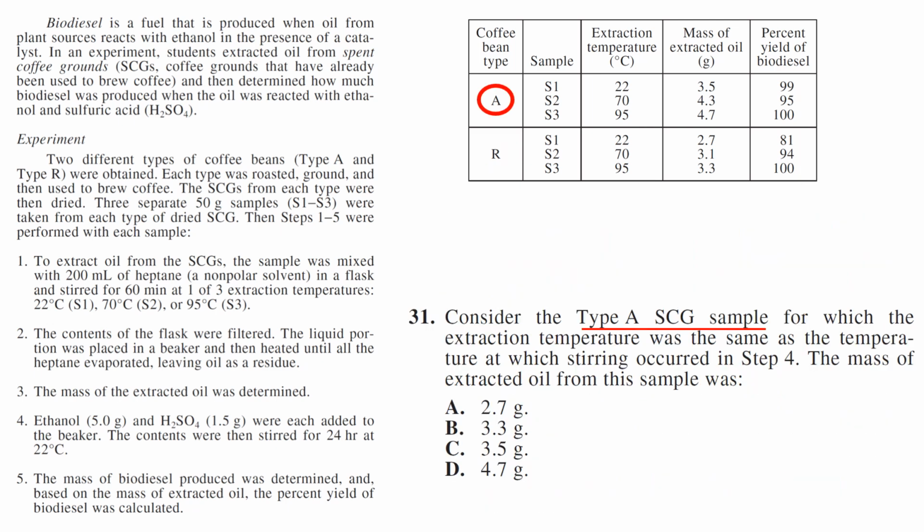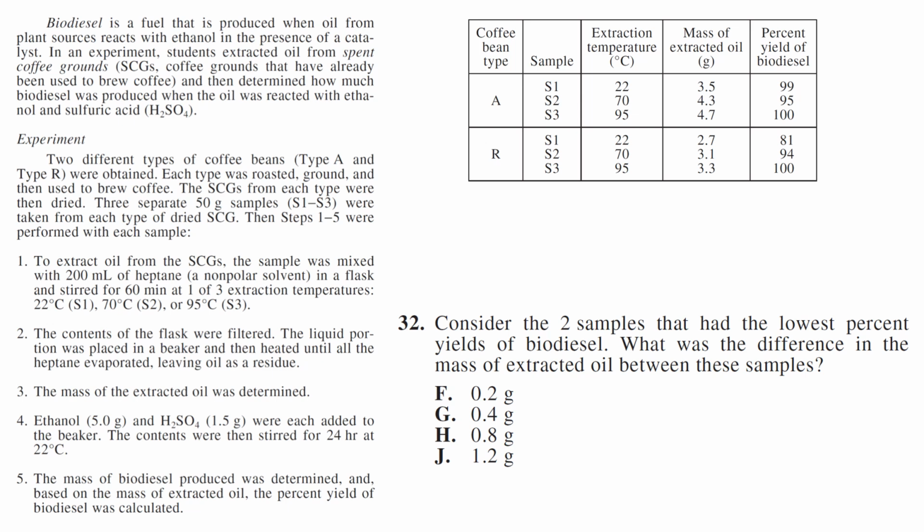31, consider type A SCG. For which extraction temperature was the same as the temperature at which stirring occurred in step 4. So step 4, the stirring occurred at 22. Sample 1 is 22. The mass from that sample of oil was 3.5. C.